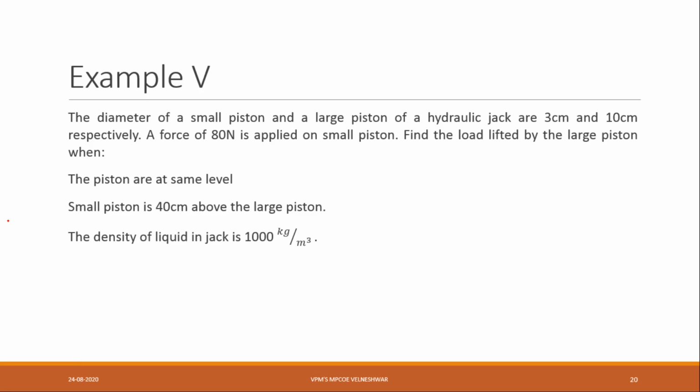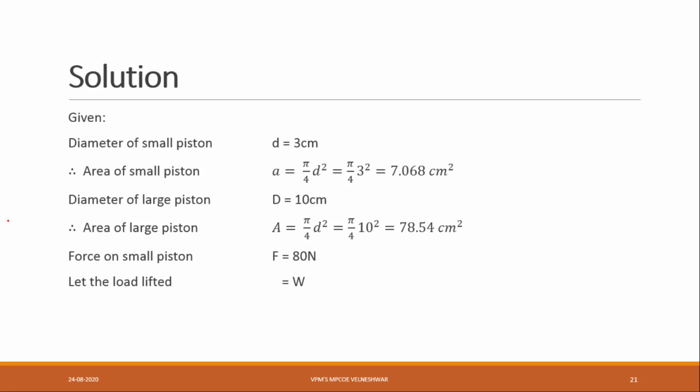That is the question. Now the small piston is 40 centimeter above the large piston. The density of liquid in the jug is 1000 kg per meter cube. Density is constant, because this is water. Given diameter of small piston D is equal to 3 centimeter. So the area of small piston a is equal to pi by 4 into D square.